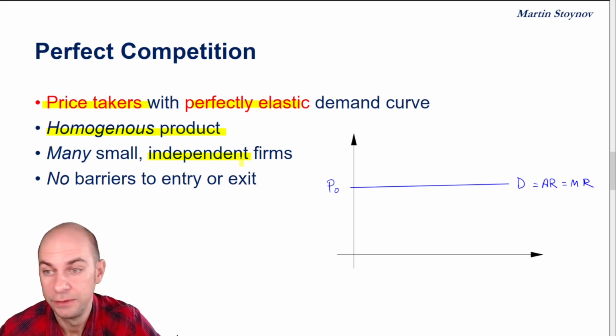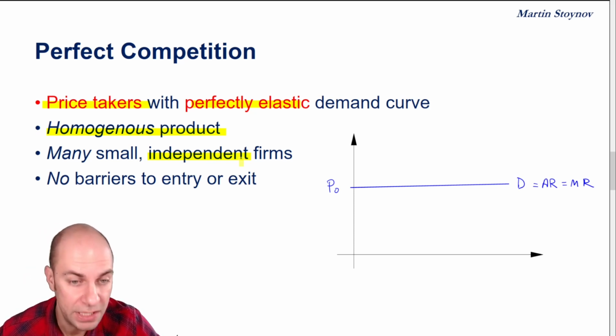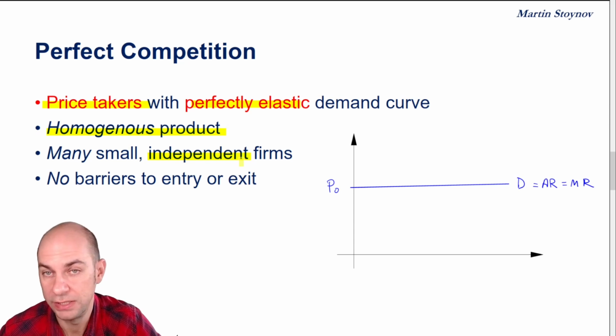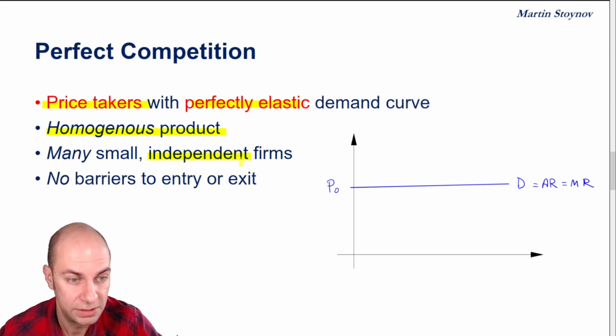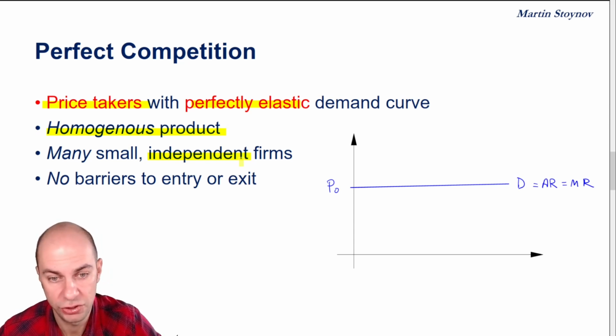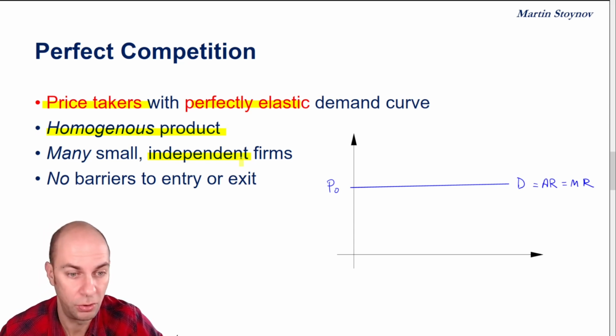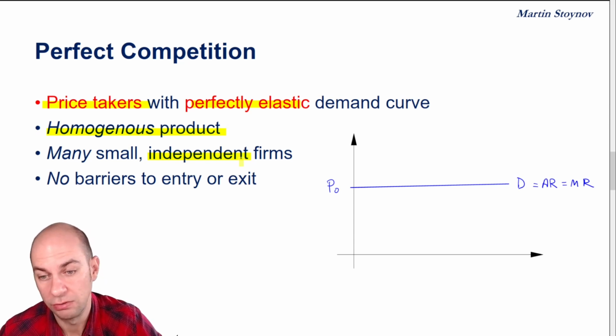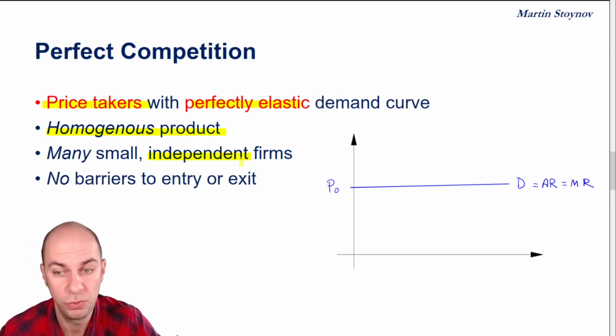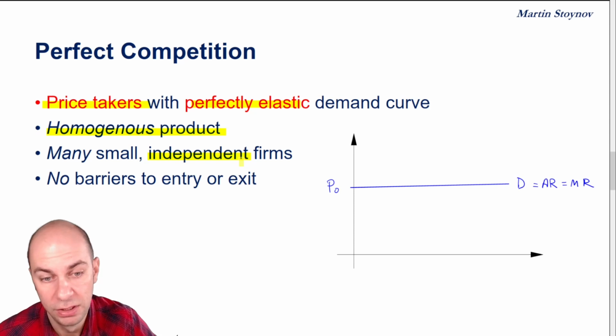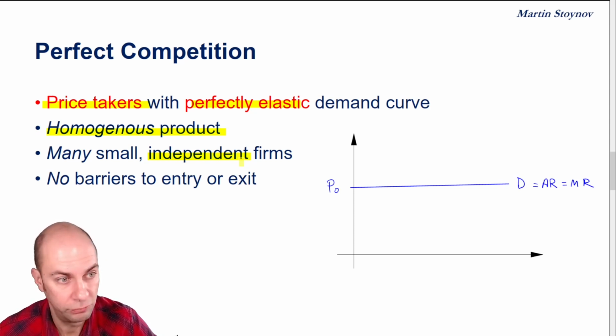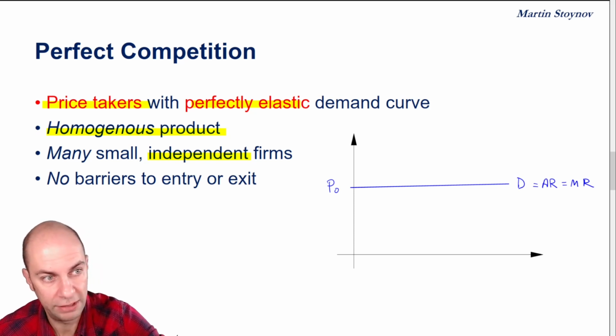So we've got a lot of small independent firms, very important here. They cannot collude. There's no game theory here. Spoiler alert, this is going to happen in oligopoly, but not here. It's got a lot of small independent firms just competing with each other. There are no barriers to entry or exit. So that's very important as well, because we're not going to be able to have any economic profit in the long run.